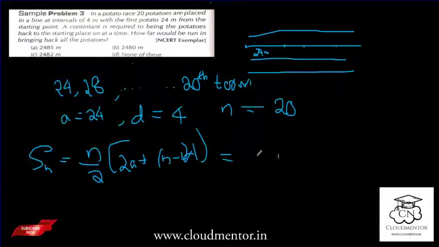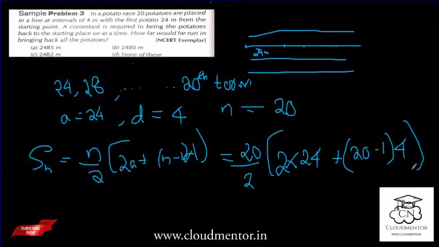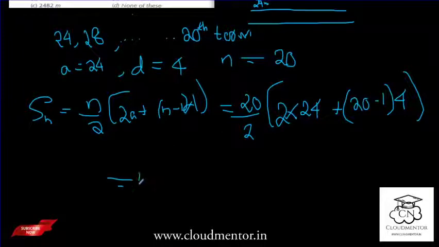We will get 20 by 2 of 2 into 24, a is 24, 2 into 24 plus (n minus 1) into d, where n is 20 and d is 4. Okay, that's it. And now 20 by 2 is 10, and here this is 48, and here it is 19 multiplied by 4, that will be equal to 76.